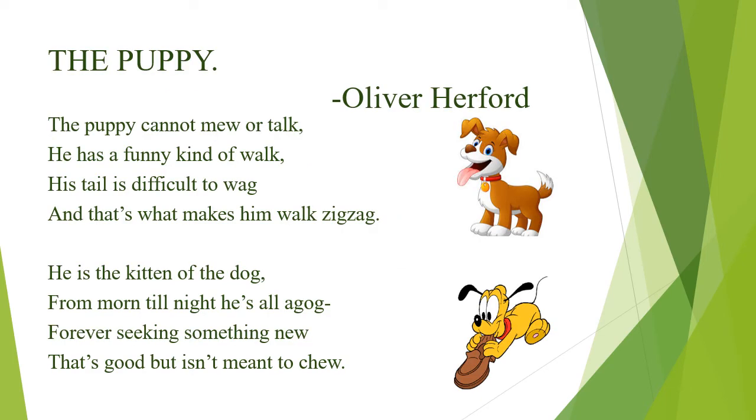The Puppy by Oliver Herford. The puppy cannot mew or talk. He has a funny kind of walk. His tail is difficult to whack, and that's what makes him walk zigzag. He is the kitten of the dog. From morn till night he's all agog, forever seeking something new that's good but isn't meant to chew.